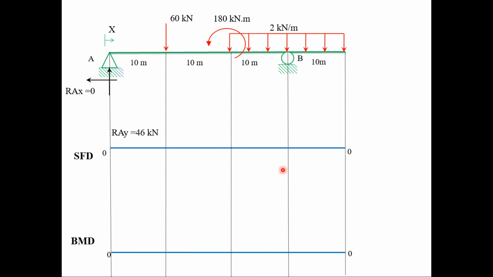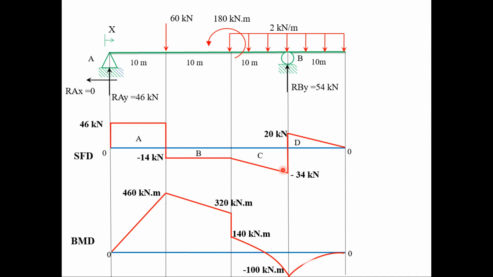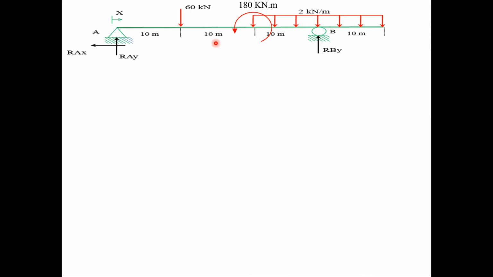This is solved problem number 2, how to plot shear force and bending moment diagram for this particular beam. So we have this beam which is subjected to a concentrated load of 60 kilonewton and a uniformly distributed load of 2 kilonewton per meter. We also have a counterclockwise moment of 180 kilonewton meter acting 20 meter from the left support. So the first task is to determine the support reactions at A and B.